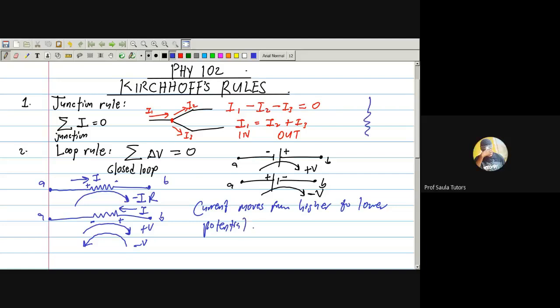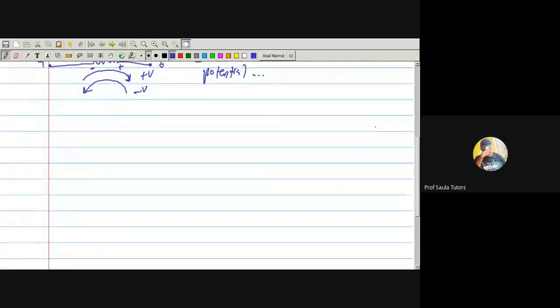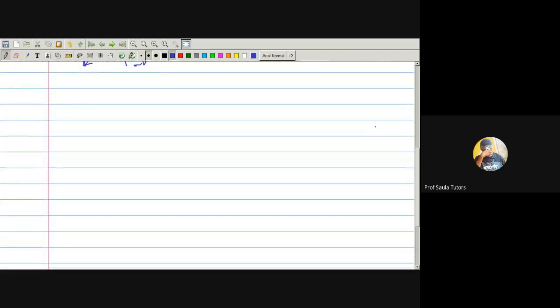If I say I have a resistor this way, for example AB, and I'm assigning current to move in this direction, just take note that the current moves from higher to lower potential across a resistor. So whenever you travel in this direction, taking this loop, here will be a negative voltage. That's a negative IR. Are we together? Exactly, depending on the direction. So this is the explanation to the rule. Now let's see how to apply the rule from simple to complex questions.